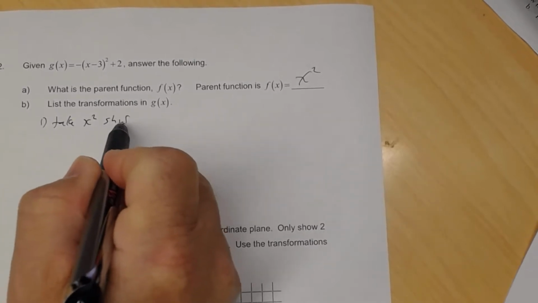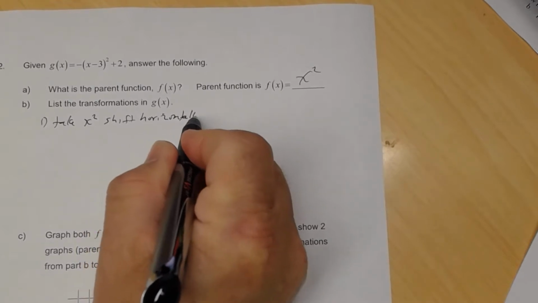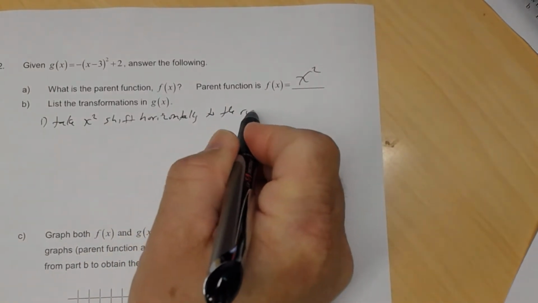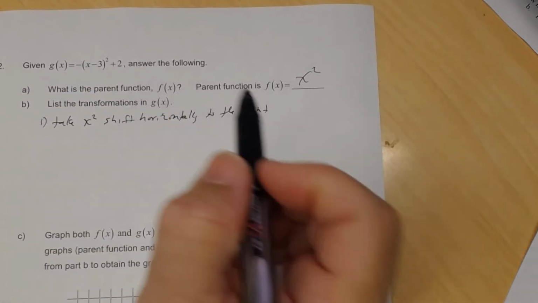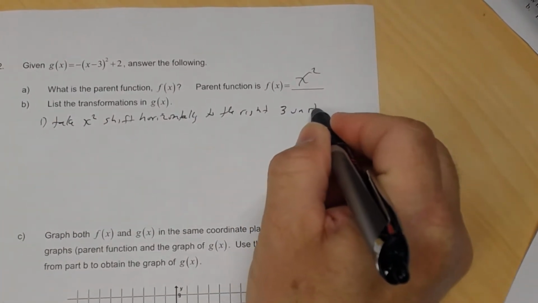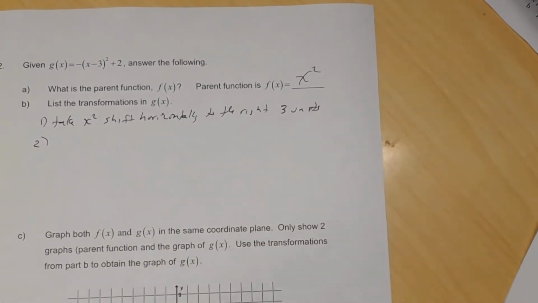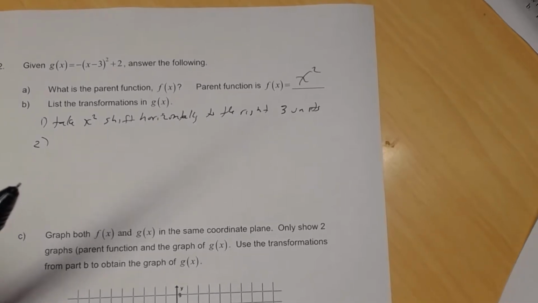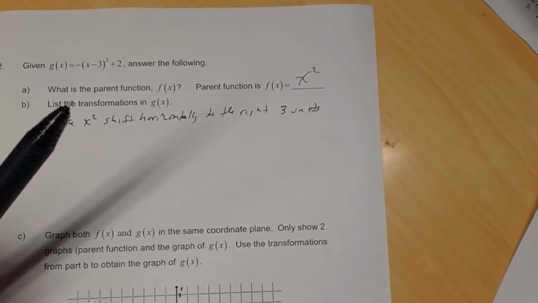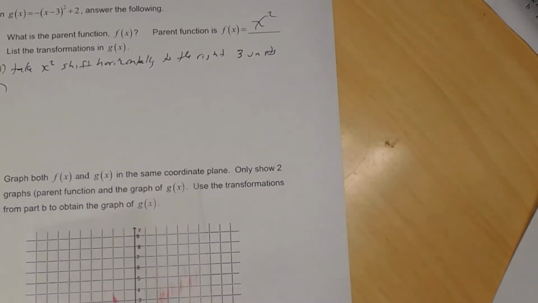So first thing you're going to do is take x squared and shift it horizontally to the right. This time it's to the right because of x minus 3, so to the right 3 units. Whatever that graph is, you've got to visualize this. Oops, that's x squared plus 5.